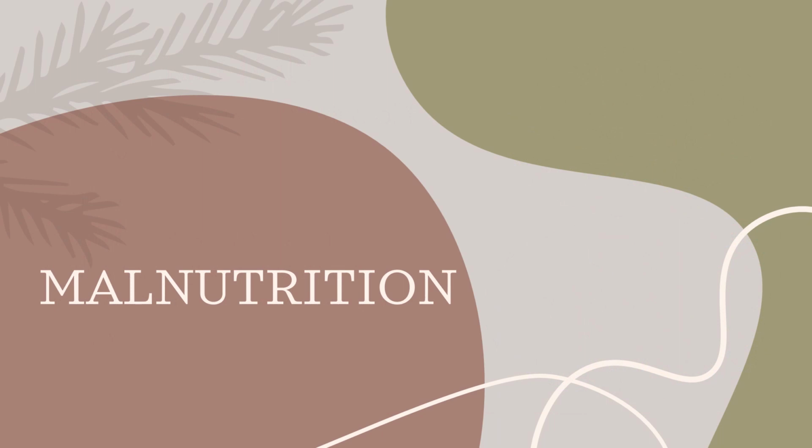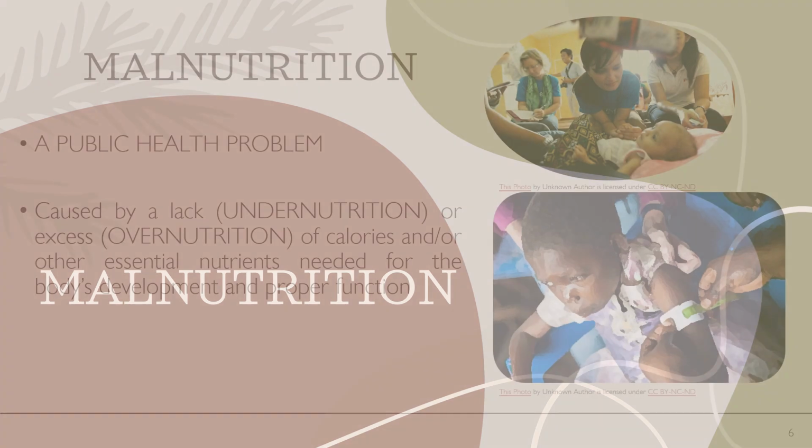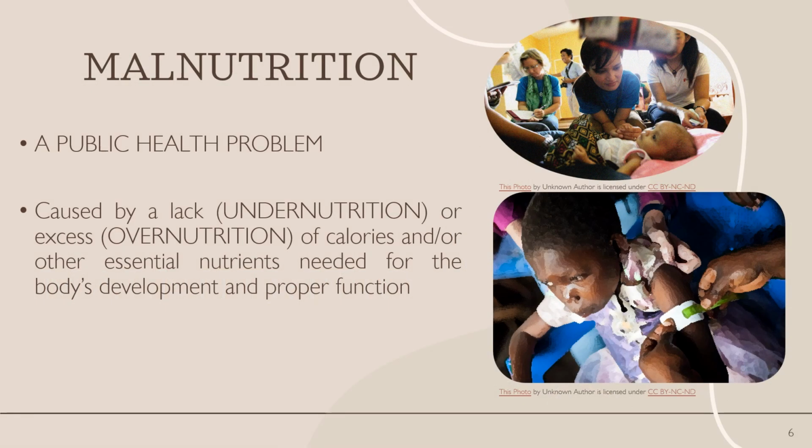Now that we've defined nutrition, let's look at its opposite, which is malnutrition. Now, malnutrition is not just a singular problem, it is a public health problem, and it is often caused by a lack, but it is also caused by an excess of calories and other essential nutrients needed for proper development and function. Now, we will be talking about terms like undernutrition more specifically rather than your overnutrition.